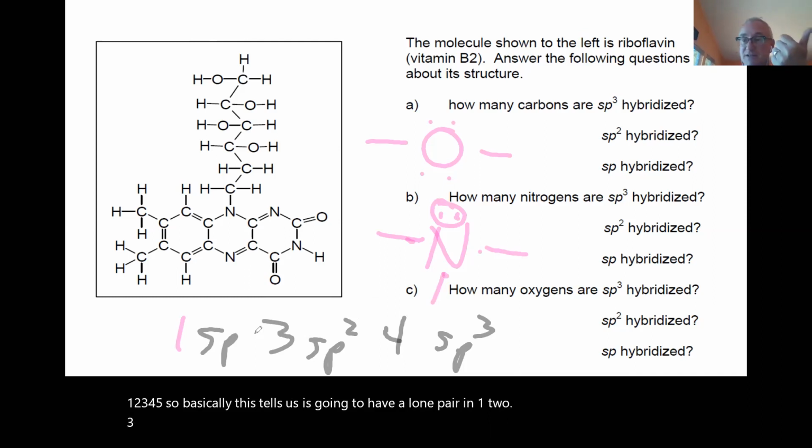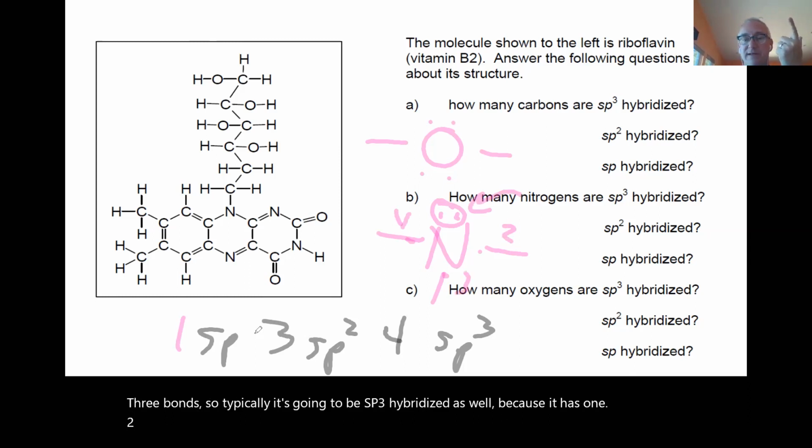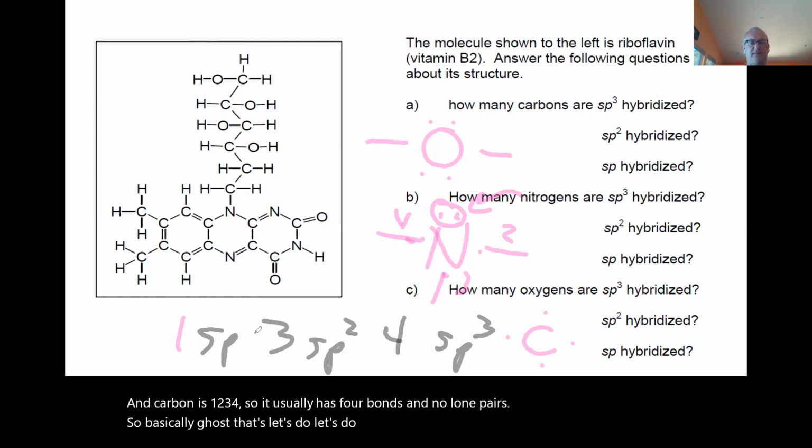So typically it's going to be sp3 hybridized as well because it has 1, 2, 3, 4 regions of electron density, except if it has a double bond. And carbon is 1, 2, 3, 4. So it usually has 4 bonds and no lone pairs. So basically, let's do a couple of the nitrogens. Let's look at the nitrogens.